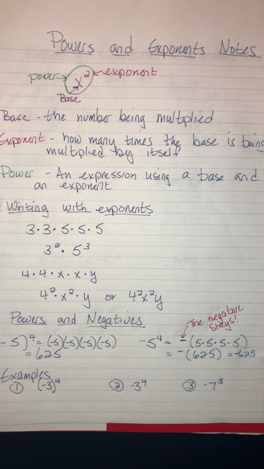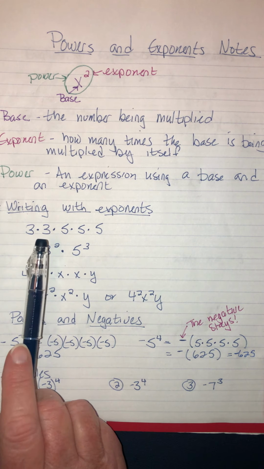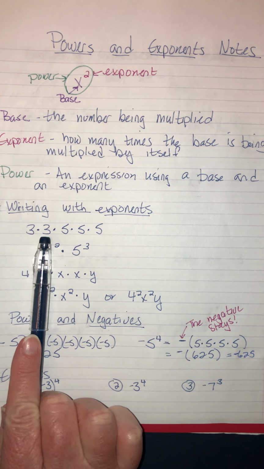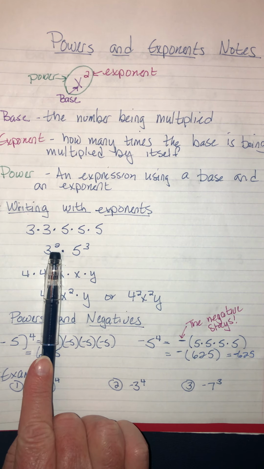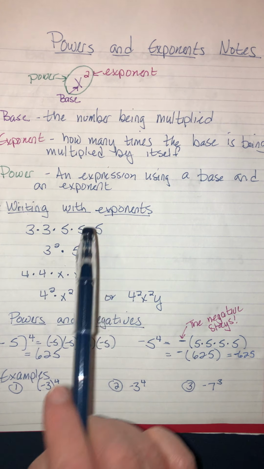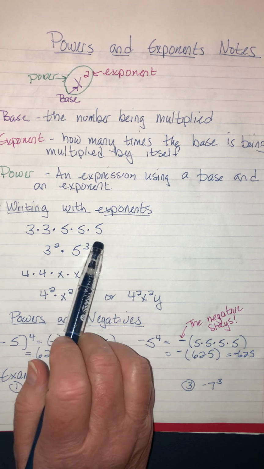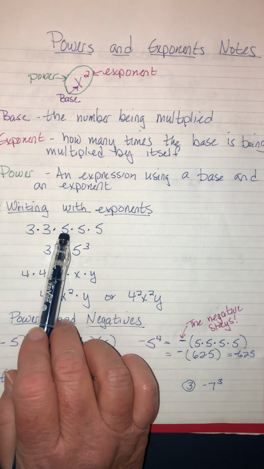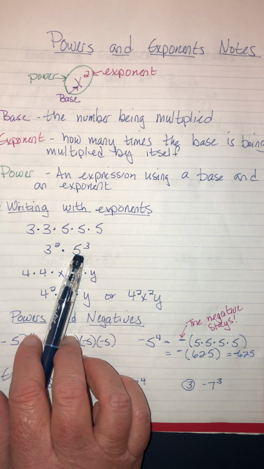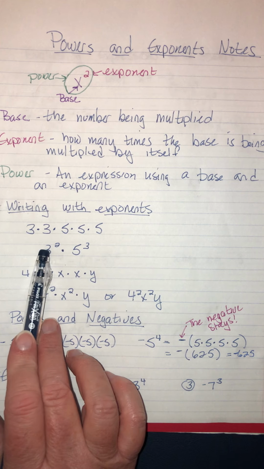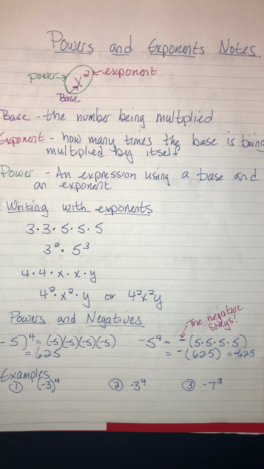So when we are writing with exponents, if we have 3 times 3 times 5 times 5 times 5, we could write that as, so we have 3 being multiplied by itself 2 times, so 3 to the second power, or 3 squared, and we have 5 being multiplied by itself 3 times, so 5 times 5 times 5, or 5 to the third power, or 5 cubed, so it's 3 squared times 5 cubed.